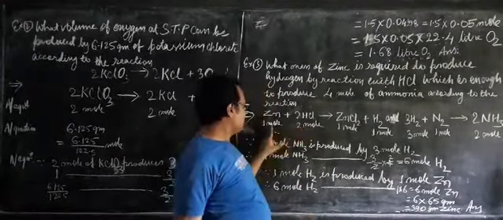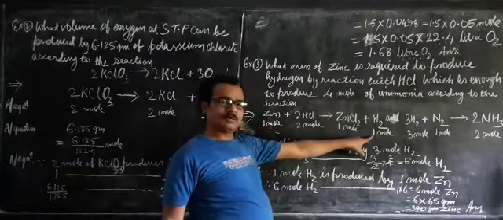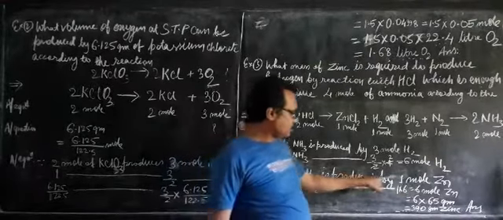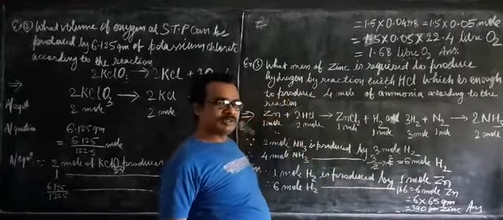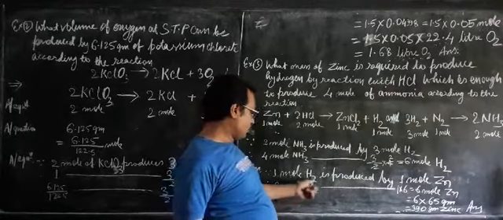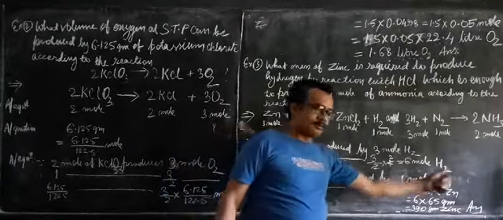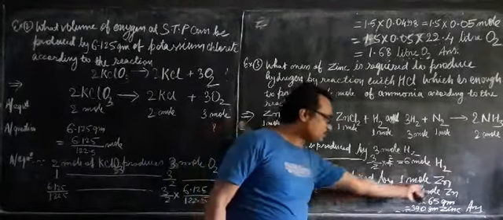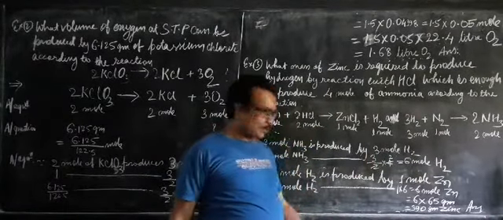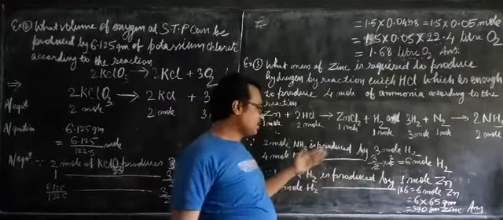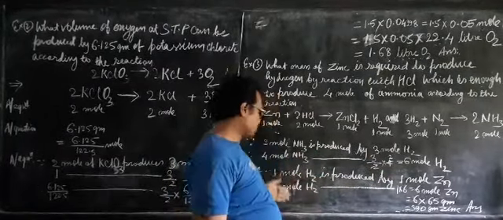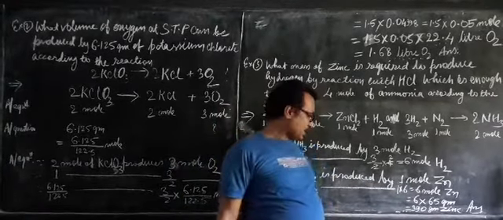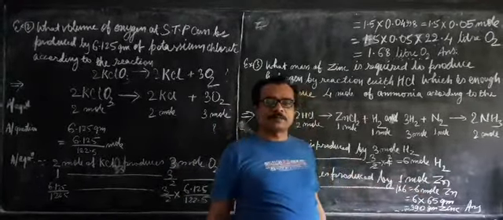According to this equation, 1 mole of zinc produces 1 mole of hydrogen. So 1 mole of hydrogen is produced by 1 mole of zinc. That is why 6 moles of hydrogen will be produced by 6 moles of zinc. And then the moles will be converted into mass.